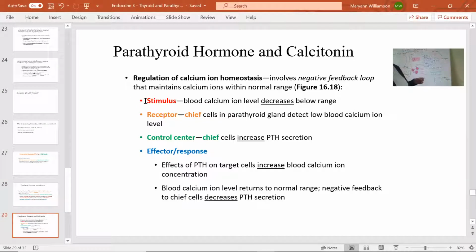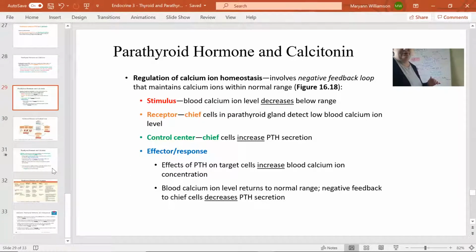And here's exactly what I was talking about just now. Stimulus, low blood calcium. Receptor cells are those chief cells in the parathyroid. Control center, also chief cells, but here they're secreting the parathyroid hormone. Oh, but remember with the receptors, that's humoral, not hormonal, sorry. Humoral because it's sampling the blood, testing and monitoring the blood levels itself. All right, effector and response would be those three things, the resorption, absorption, and reabsorption.